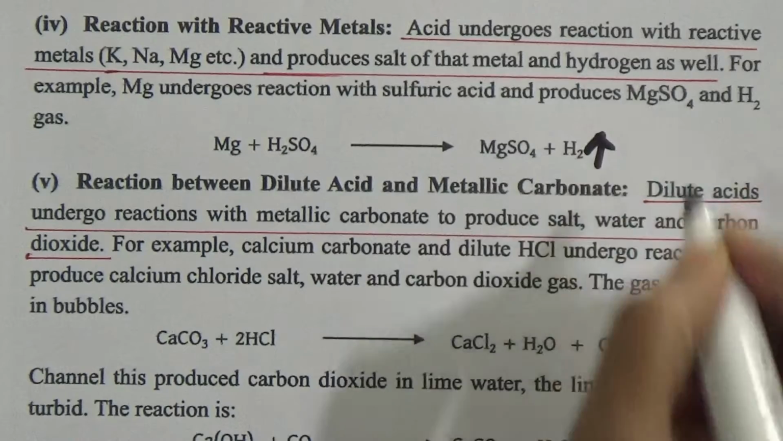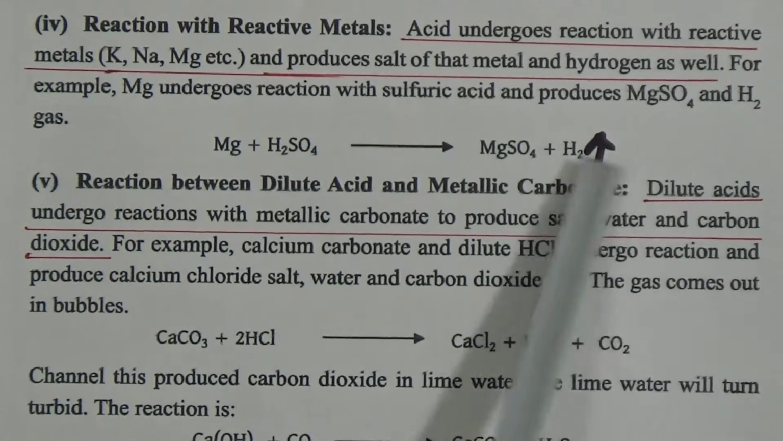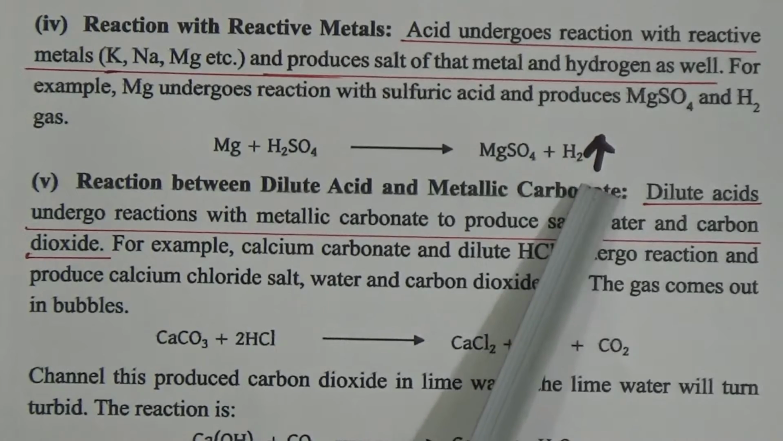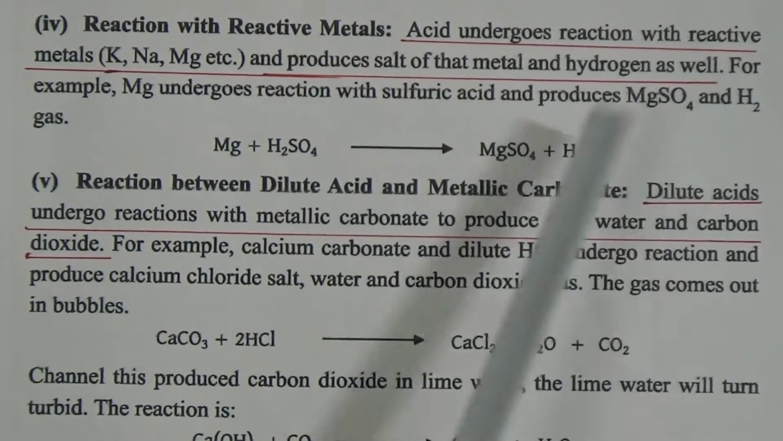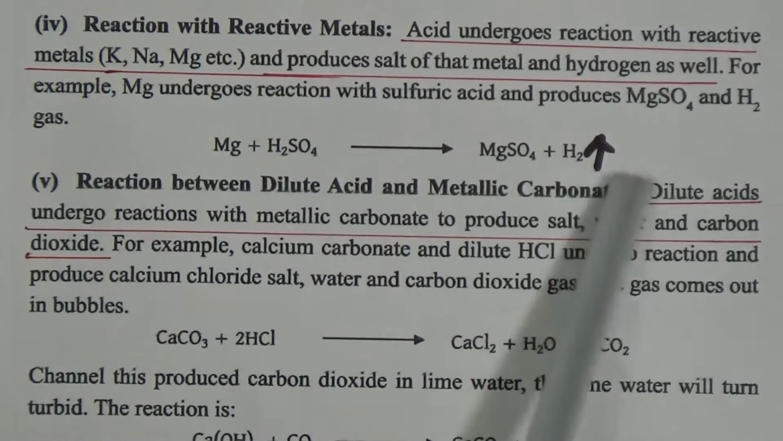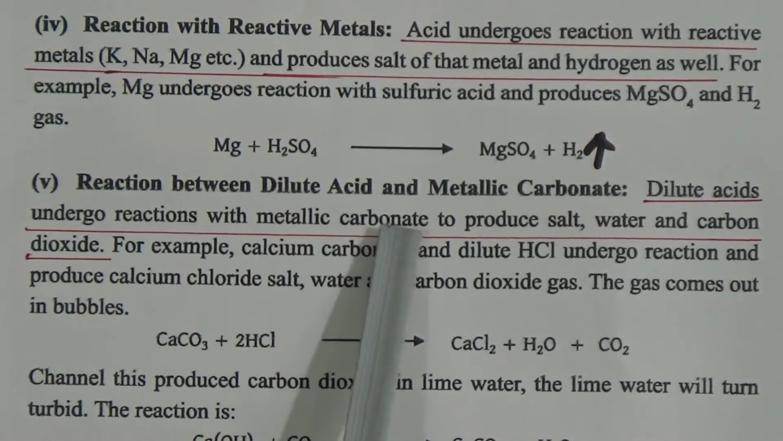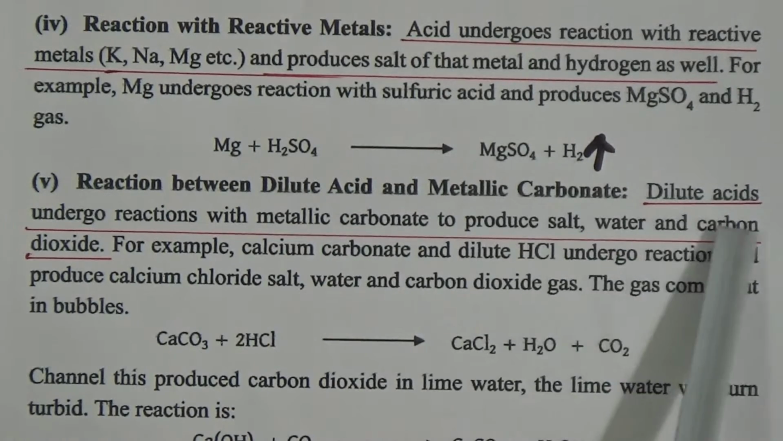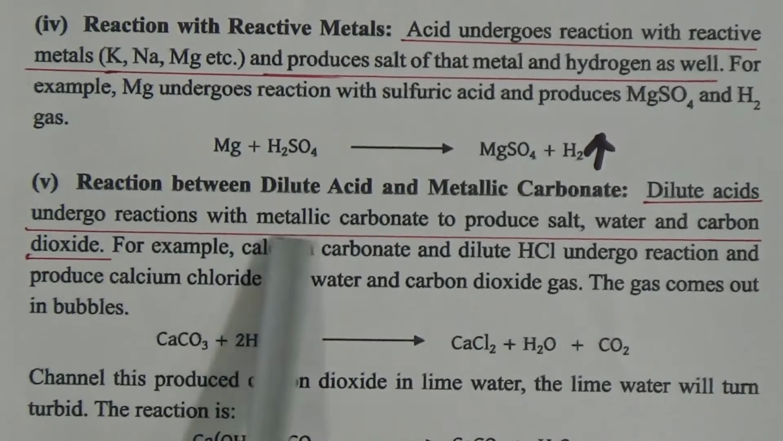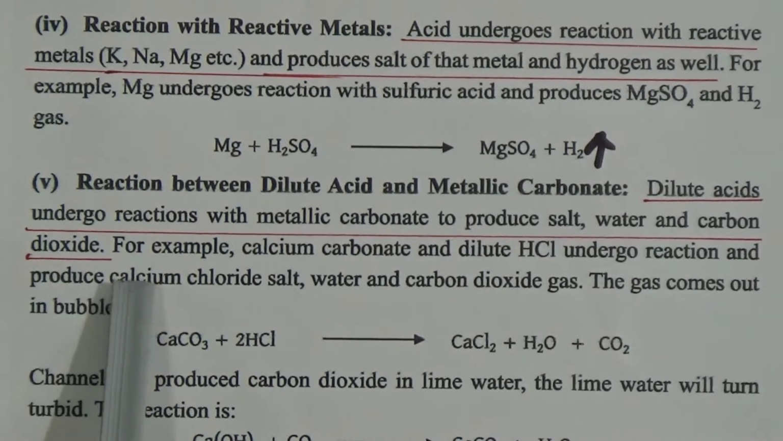You have to remember that, and after the hydrogen you have to write (g) in brackets, otherwise you have to give an arrow. This is a proof. This is hydrogen gas. This is a gas. That's why you have to give an arrow here. Now come to the reaction between dilute acid and metallic carbonate. Dilute acid reacts with metallic carbonate to produce water and carbon dioxide.